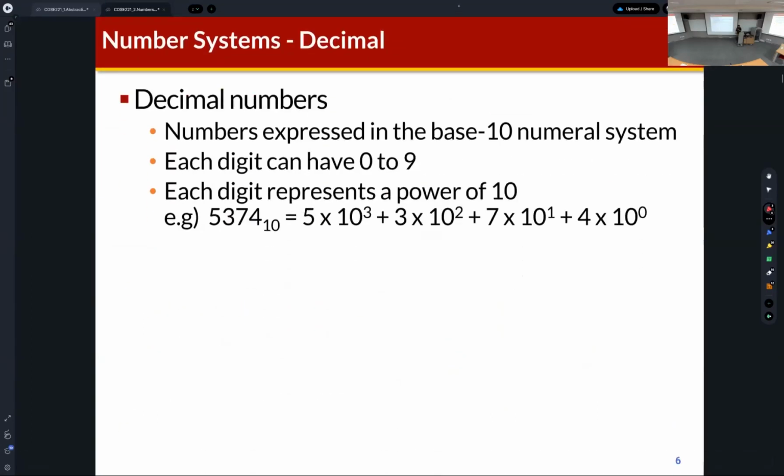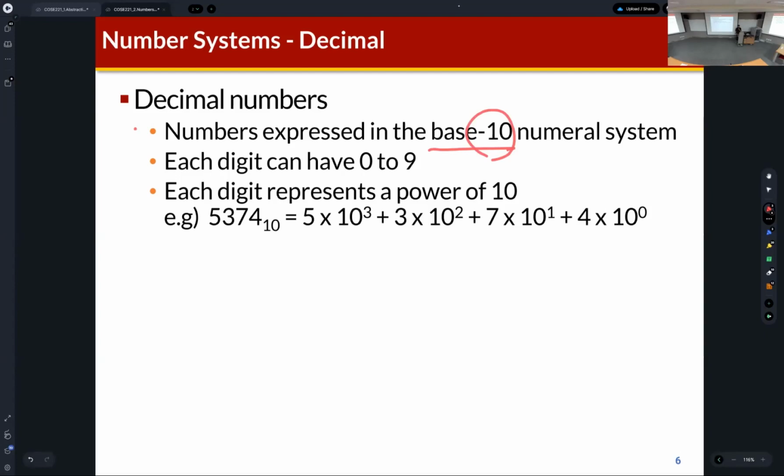In order to represent digital data or our normal data, we need number systems. In the real world, we use the decimal number system. Then what is the decimal number system? What is the definition of a decimal number system? The definition is: numbers expressed in base 10.